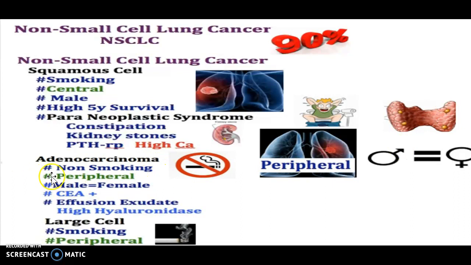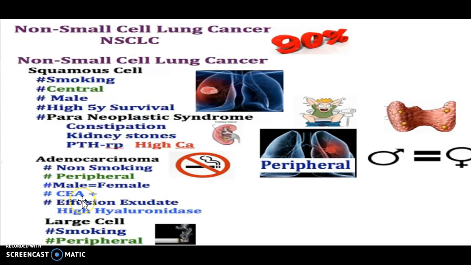Adenocarcinoma is the only lung cancer that is not related to smoking. It is a peripheral type cancer, meaning it's usually near the edges of your lungs. And the likelihood of developing such cancer is about equal in both men and women.